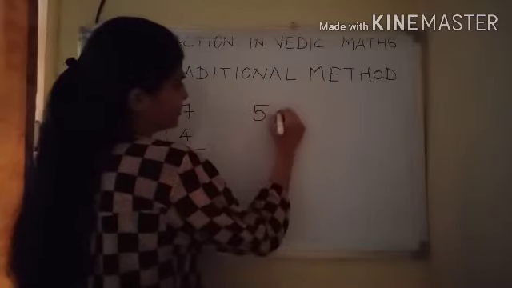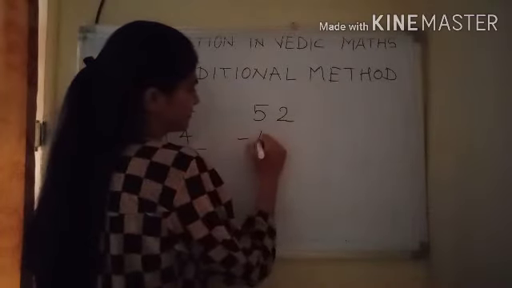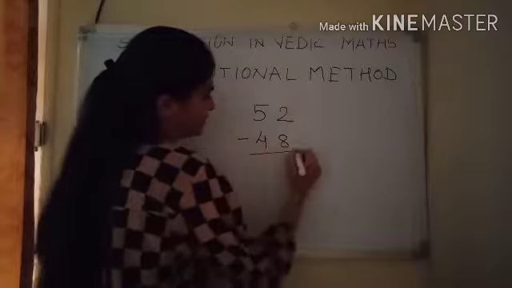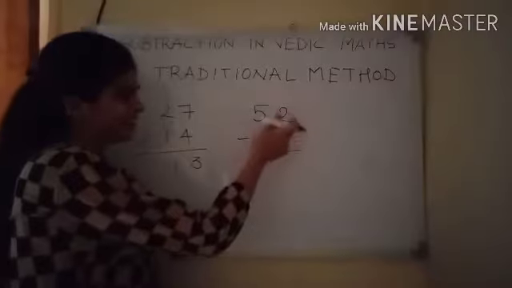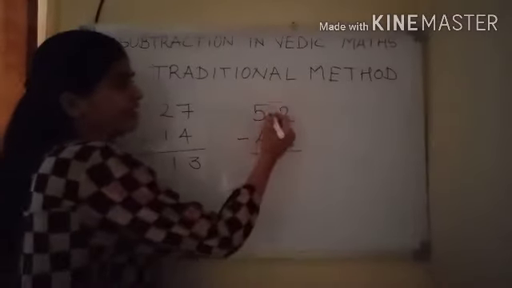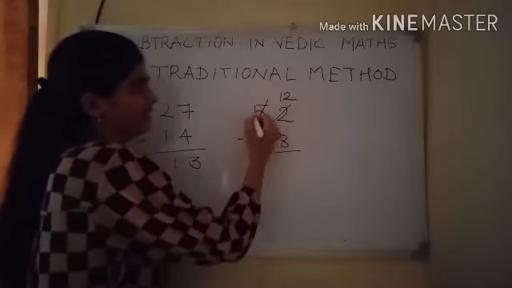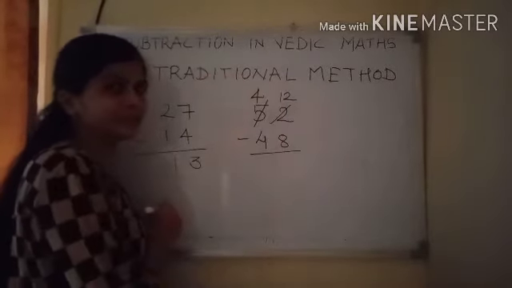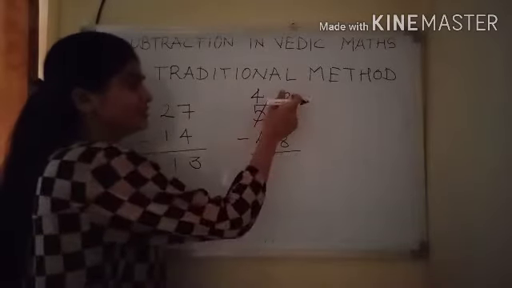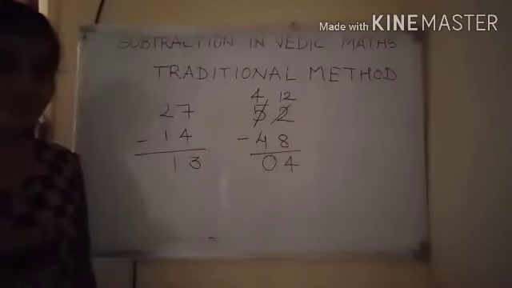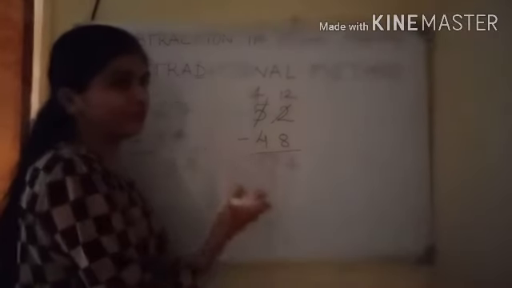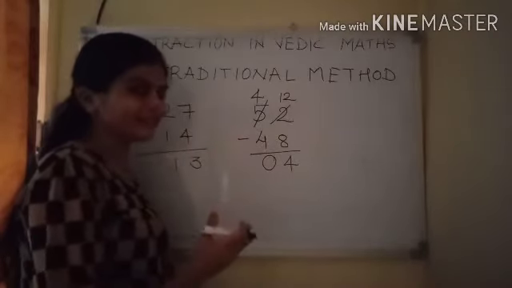Now if the number is 52 minus 48, as this number 2 is less than 8, we cannot subtract it, right? So what we used to do, cut this 2, write down 12, and here we used to reduce one number in traditional maths, right? So 12 minus 8, that is 4, and 4 minus 4, 0. So we used to take the borrow and we used to follow this method in traditional maths.